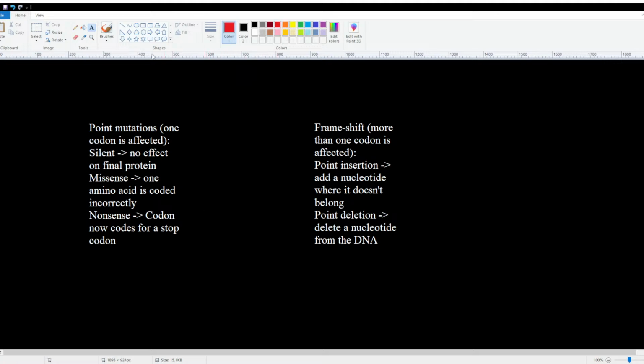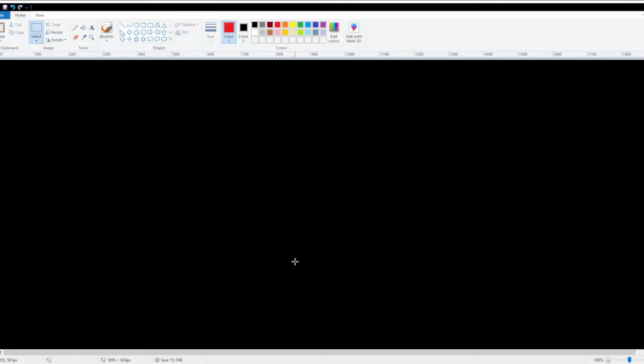So that's just a little bit about the mutations. Silent is the best case scenario. And missense might actually be beneficial, so that one's iffy. But in most cases, nonsense and frame shift mutations are the ones that are going to be really bad. Anyway, let's do a bit of a lightning round for the last five.